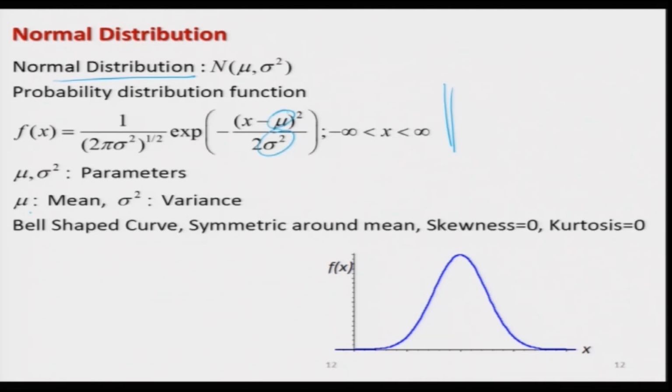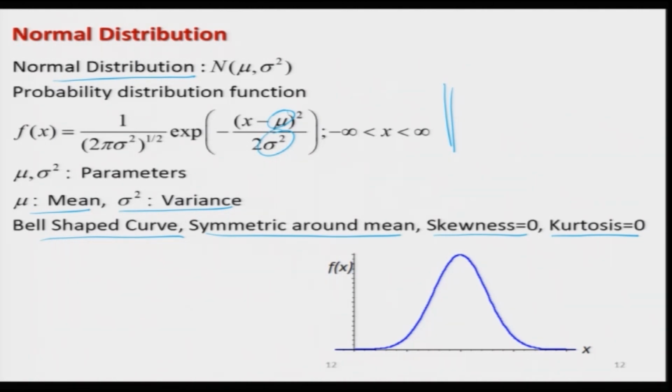Mu gives the idea about the mean and sigma square gives the idea about the variance, and this is a bell shaped curve. It is symmetric around mean and it has skewness 0 and kurtosis 0. What is this normal distribution? This I will try to explain in much detail in the forthcoming lecture, but at this moment you can just take it on its face value.